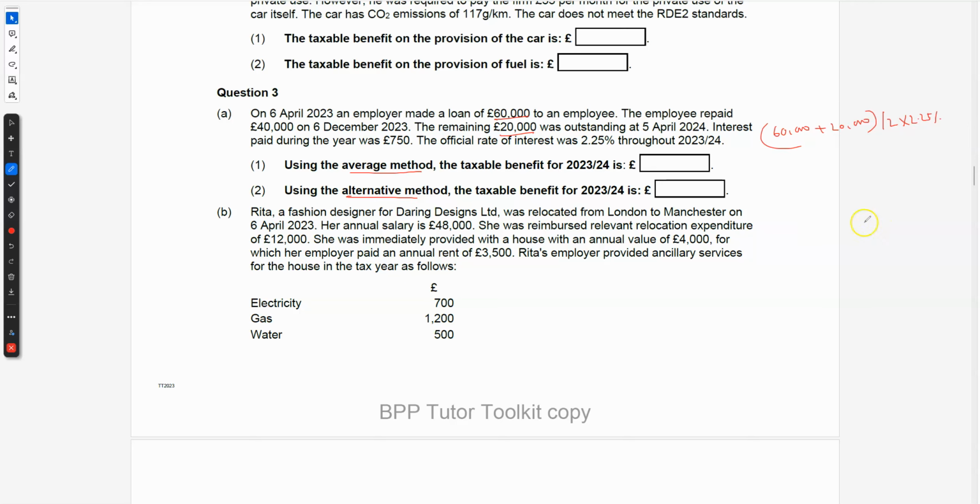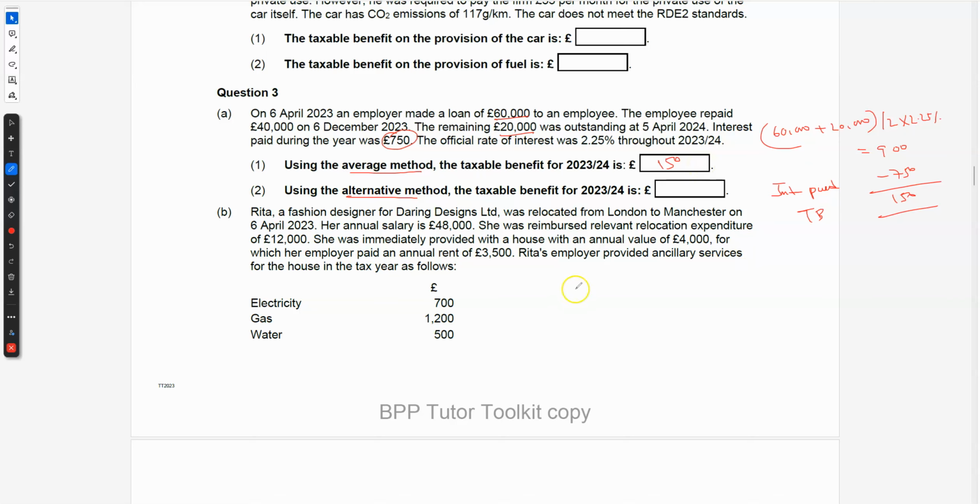So that will give us 900, and from 900, if employee already paid anything, we have to minus that. So 750 already paid. So interest paid 750. So 150 is the taxable benefit for the loan.